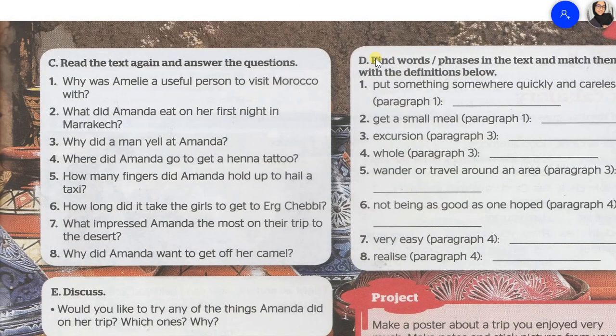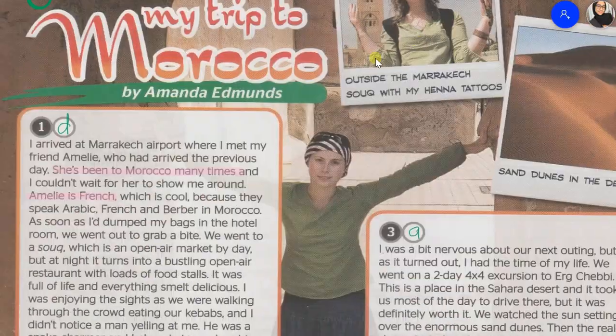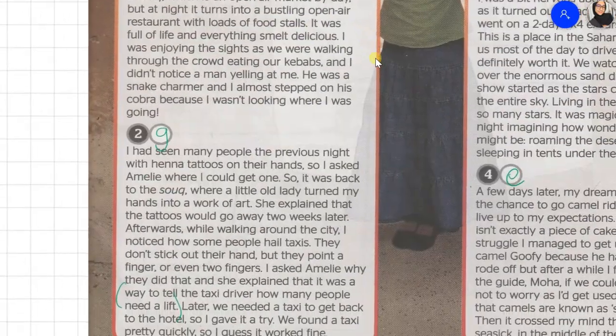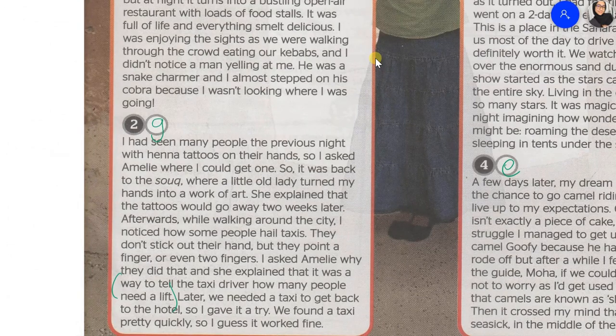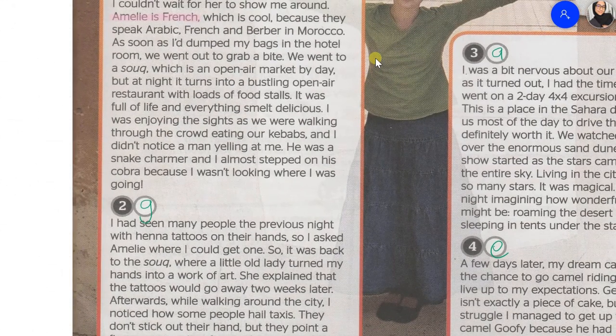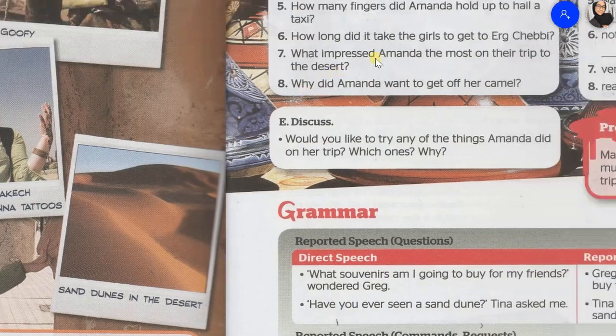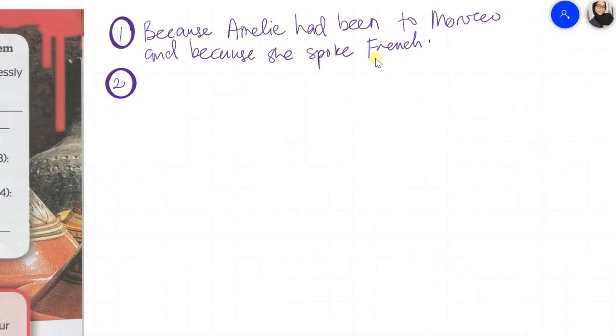What did Amanda eat on her first night in Marrakesh? What did she eat? She ate kebabs. Yes. She ate kebab. Okay. Number 3.